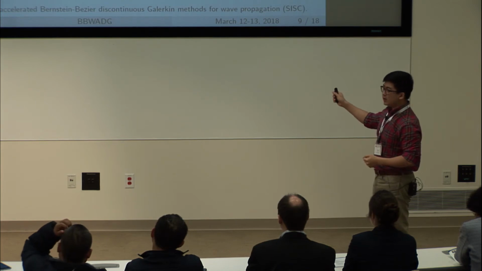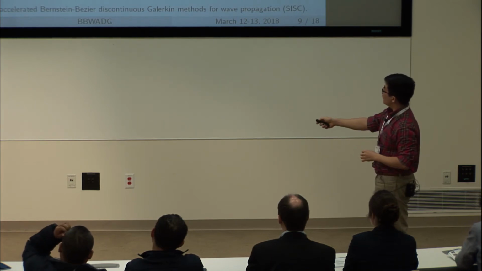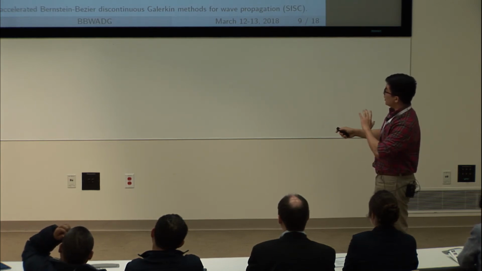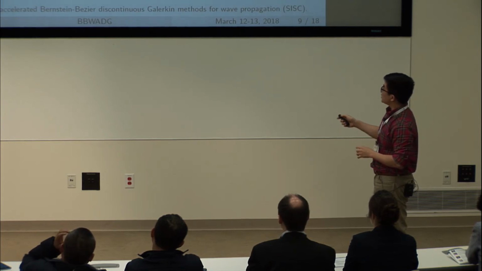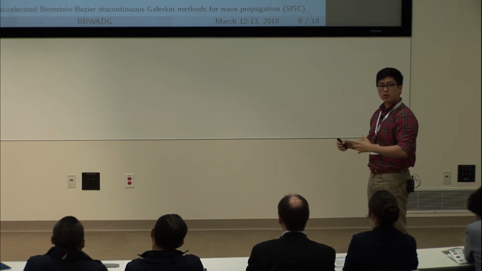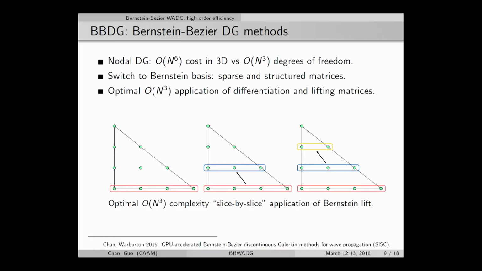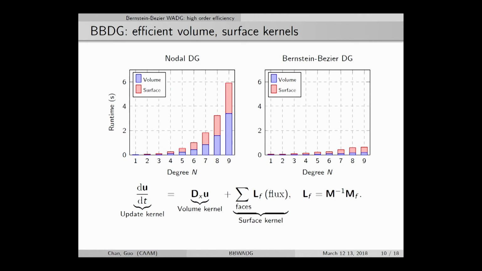The lift matrix is a little bit more complicated, but essentially we have an optimal complexity, order n to the cube, slice by slice way to approximate it, which uses also sparse matrices. If you're interested, there are some details in the SISC paper, and I can also talk to you later. So what does this actually buy you? Here's the chart of the runtimes for the volume and surface kernels for nodal DG when you're using dense matrices. You use Bernstein-Bezier DG, and this runtime just drops flat as you go higher and higher order.